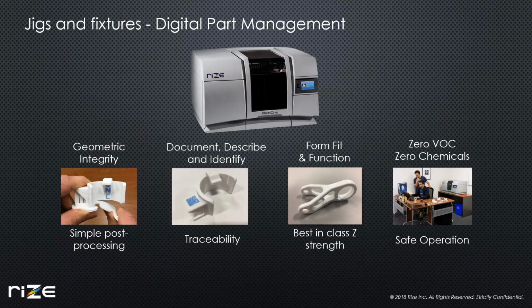So with jigs and fixtures, with RIZE, you can actually have digital part management as well for very simple pre-processing and post-processing. And that's why a lot of our customers tell us with RIZE, you have the fastest to fabricated part and at the lowest cost of ownership, because we have one of the lowest material costs in the marketplace. You can document, describe, and identify with traceability. You get best-in-class Z strength, so you get your form, fit, and function, and zero VOC, which means it's safe operation, and you can keep it in a desktop environment, industrial environment, and get the job done.